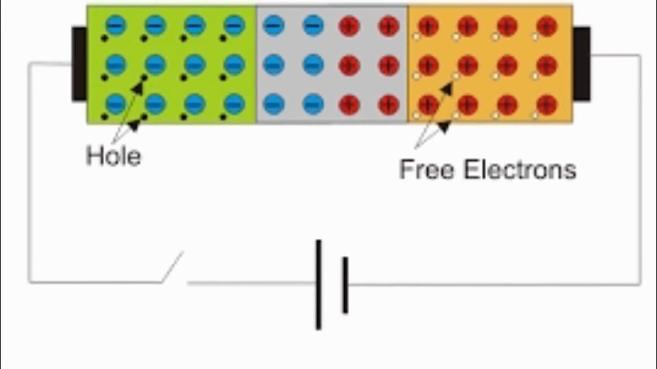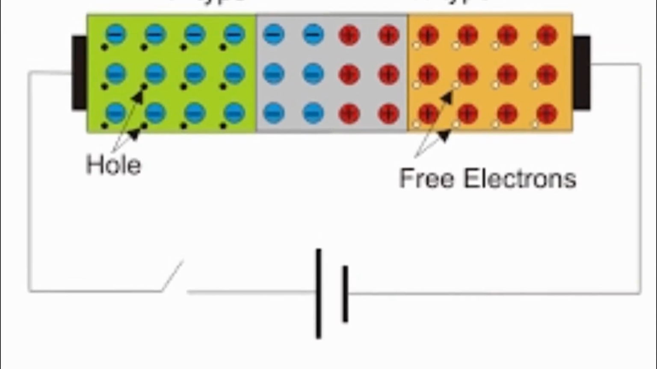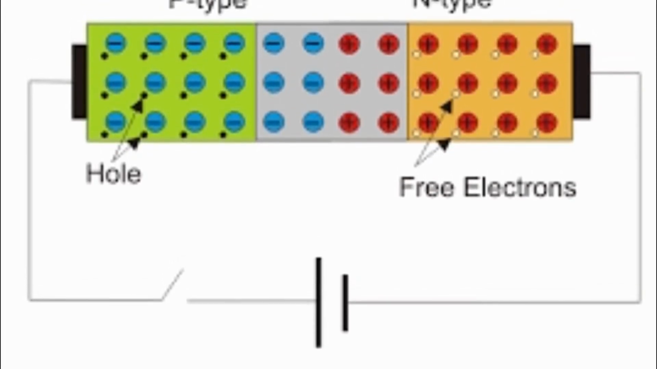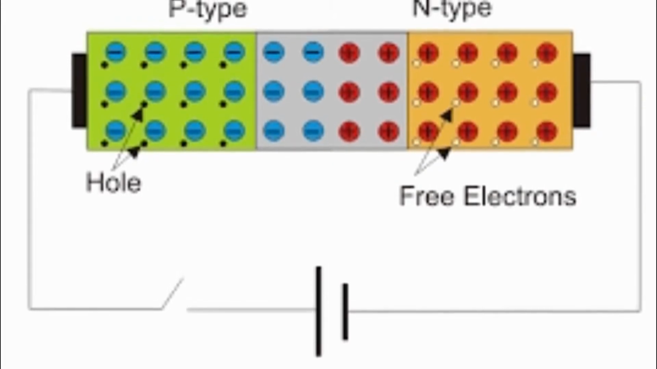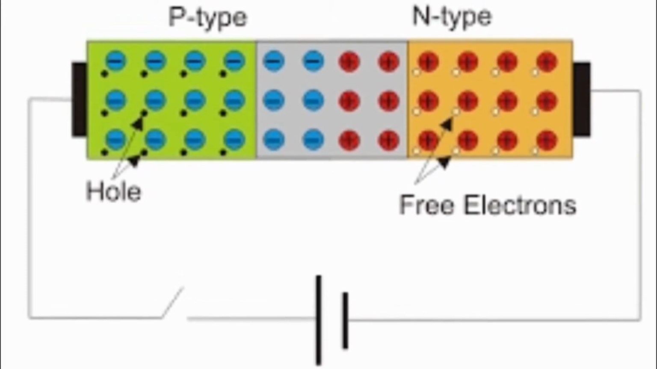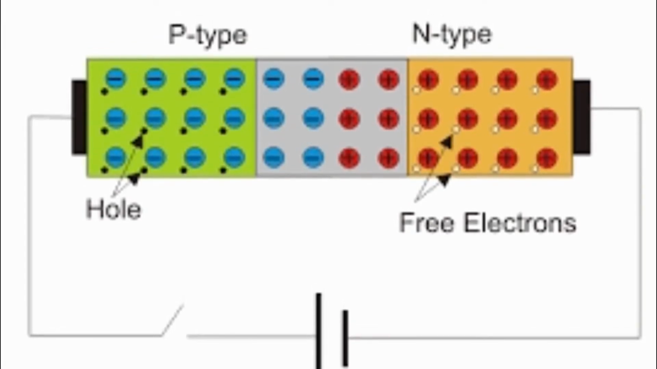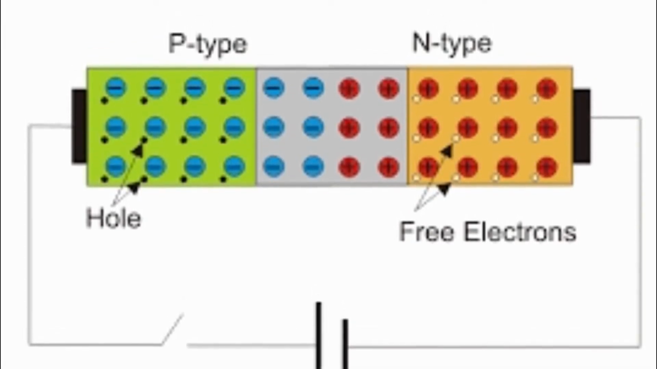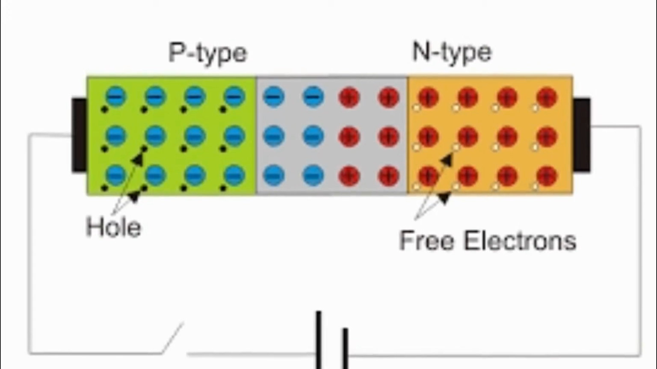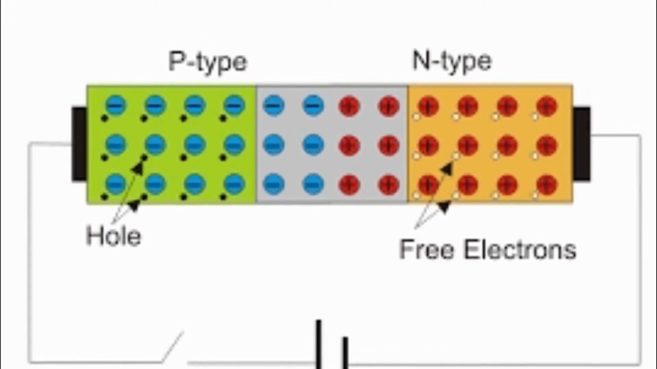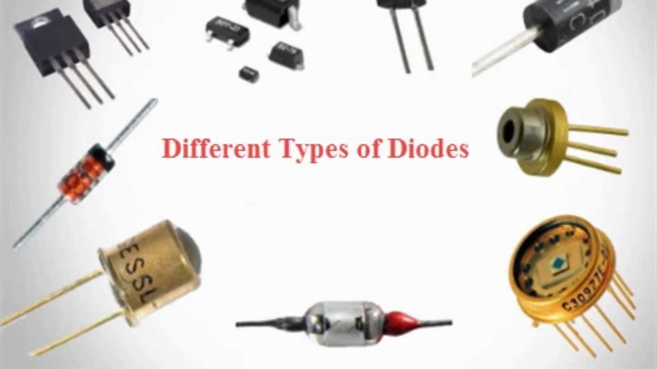In this video we are going to learn about diodes and their types. So, a diode is the simplest two-terminal unilateral semiconductor device. It allows current to flow only in one direction and blocks the current that flows in the opposite direction. The two terminals of the diode are called the anode and cathode.